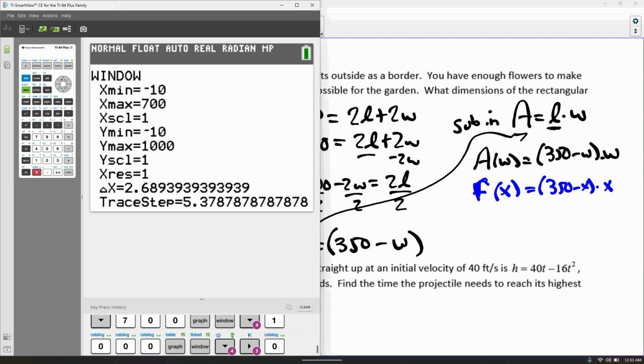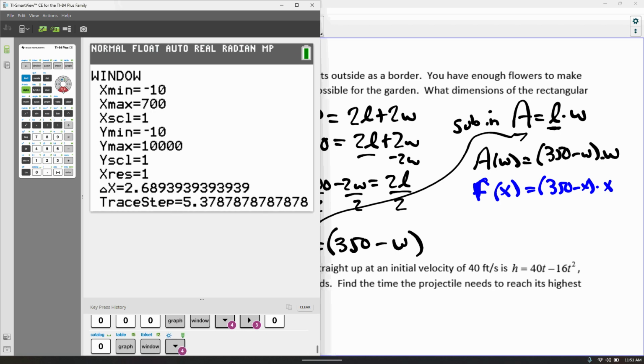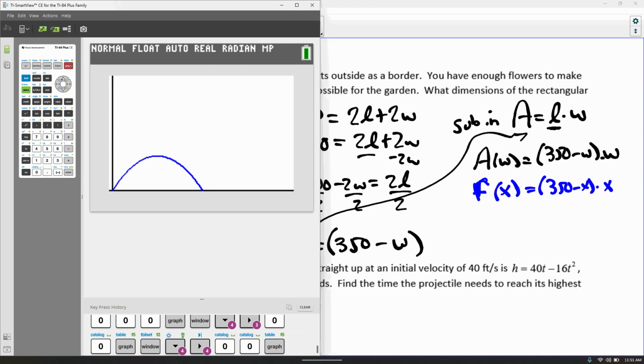Another 0. So we made that 10,000. We hit graph. I still don't see it. So go back to your window, go down here to 0, and pick it to be one more 0, make it 100,000. Hit graph. Bam.